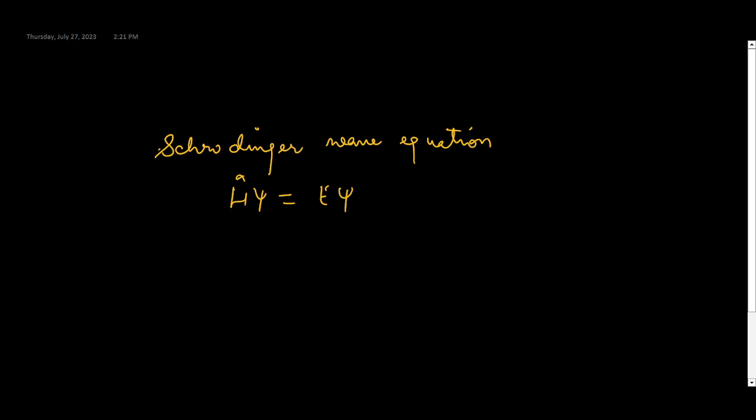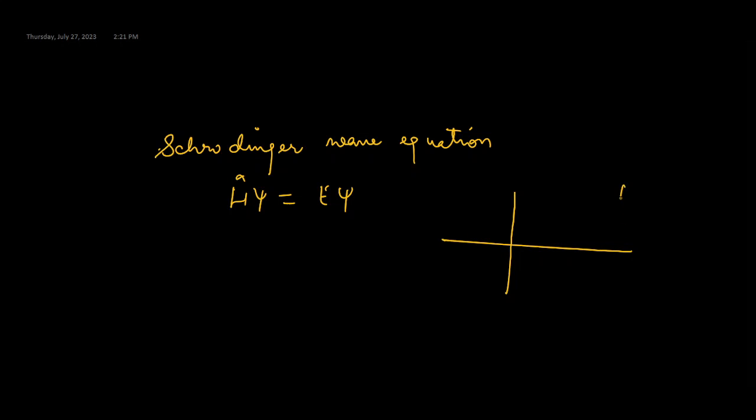Hello friends, today we are going to derive Schrodinger wave equation. This wave equation can be derived using the concept of a standing wave. Now let us consider a wave traveling in direction x, having amplitude xi and velocity u.